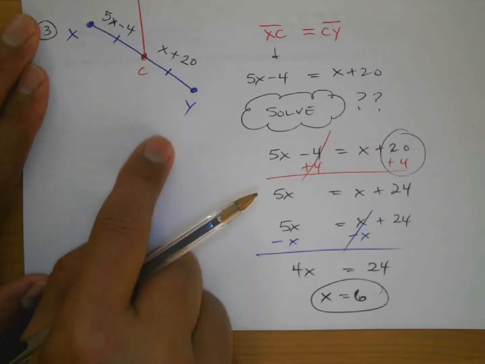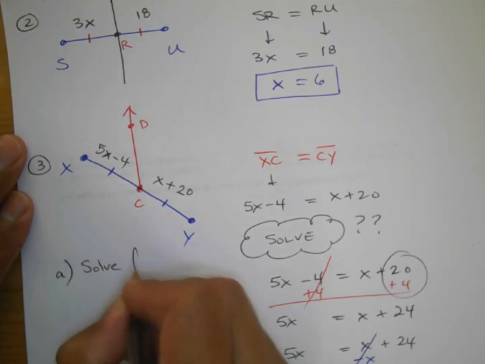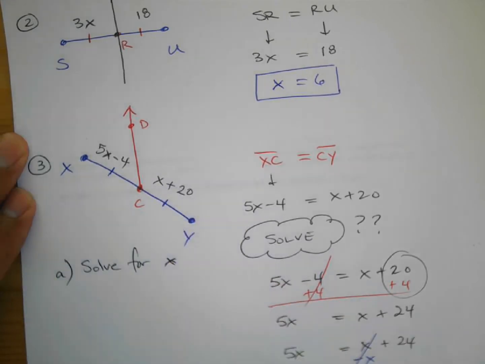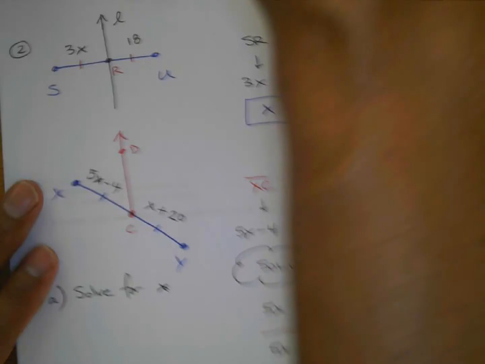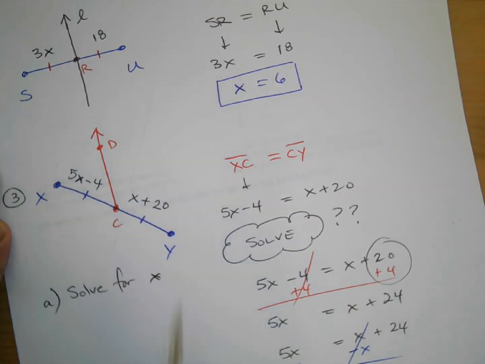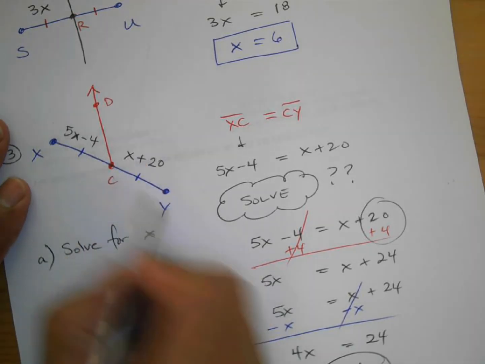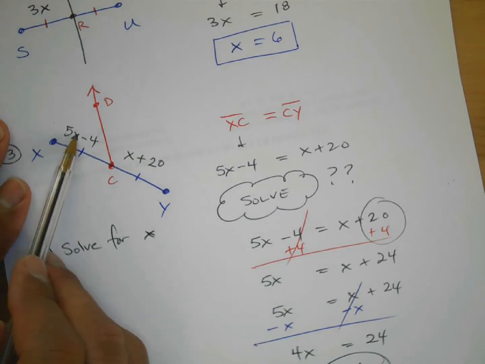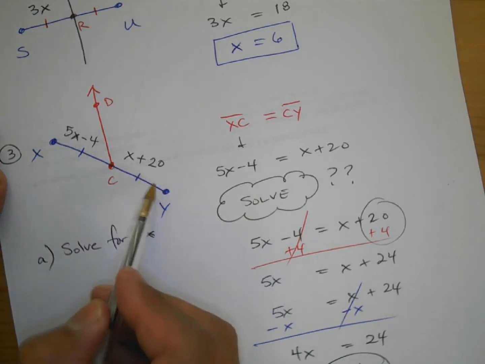Okay. And then you come back over here. And again, they might ask you one of two things. They might ask you to solve for x. If they just ask you to solve for x, or whatever the variable is, then that would be the answer. But if they ask you how much is one of these segments, then you've got to plug in the value of x, 6, here. If I put 6 here, that'll be 6 plus 20, 26. This is 26. And 5 times 6 is 30. 30 take away 4 is 26. Of course, it has to be the same number. Remember, they're congruent.